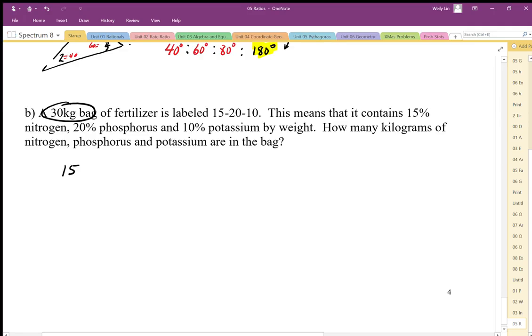Well, I have nitrogen, phosphorus, okay, is 20%, and potassium, and the chemical symbol for potassium is K, so I'm going to use K for that. Now, the 30 kilograms doesn't go with any of these. In fact, it goes with the total. And the total is going to be our 100%. Okay, so that 30 kilograms relates to 100%.